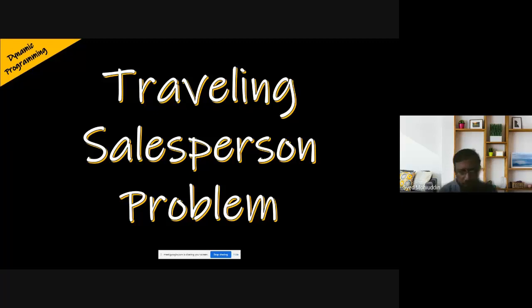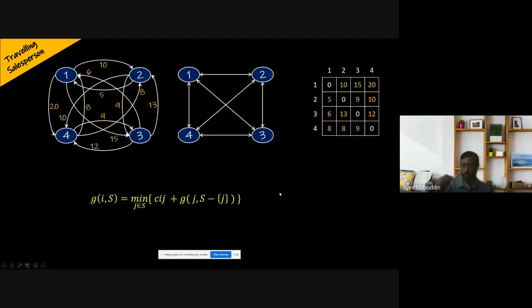So in today's session, we will look at the traveling salesperson's problem. This problem can also be solved using the dynamic programming approach. Now the traveling salesman problem is one of the graph problems where we have a set of vertices and a set of edges.